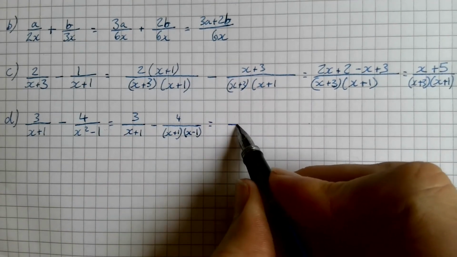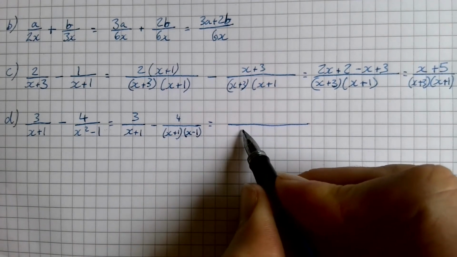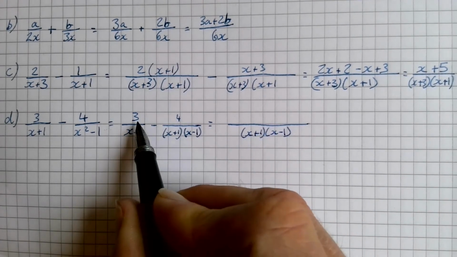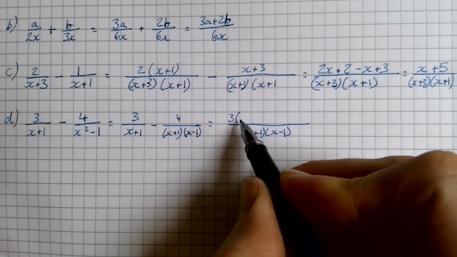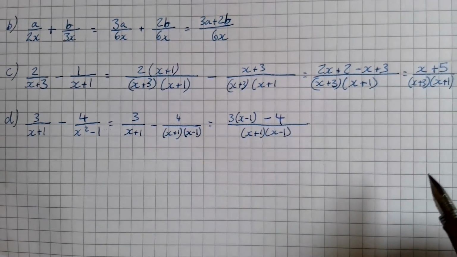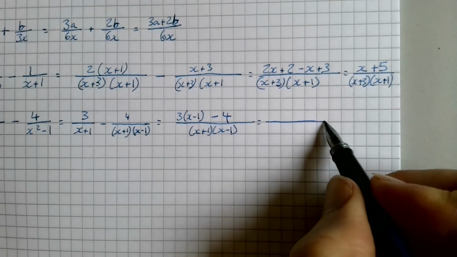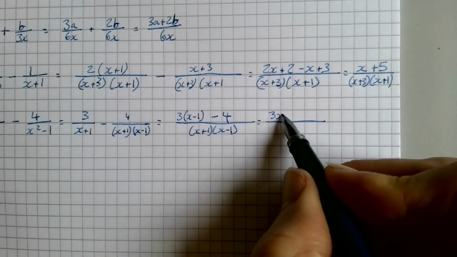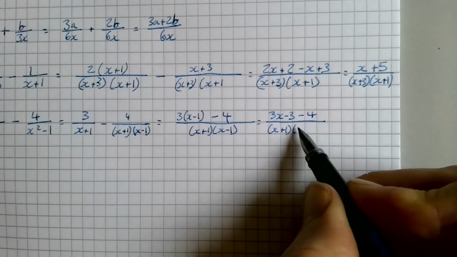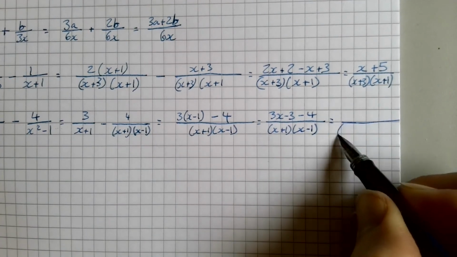And I'm going to do another little trick here and put it all under the one denominator in one go. So 3 times x minus 1, and we're just going to be taking 4 from that. So to clean that up, we just need to expand this. 3x take 3, and we'll be taking 4, x plus 1, x take 1, and then we just need to simplify that.